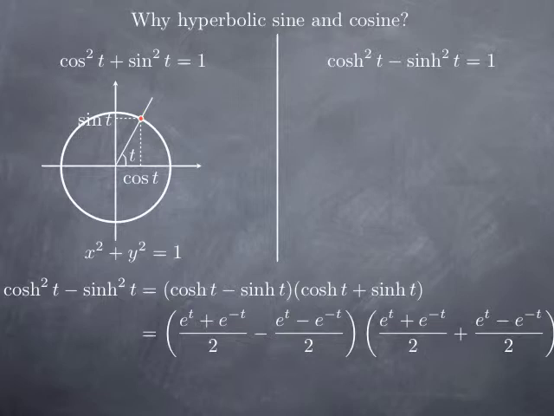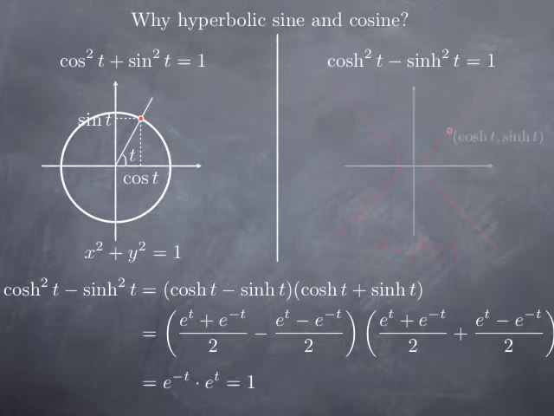So now if you look at the first parenthesis, you see that you have e to the t over 2 that cancels out with negative e to the t over 2, and on the other hand, e to the negative t over 2 plus e to the negative t over 2, in other words, just e to the negative t. Similarly, in the second parenthesis, we have e to the t over 2 plus e to the t over 2, that's e to the t, and then we have e to the negative t over 2 minus e to the negative t over 2, so this cancels out. So we end up with the product of e to the negative t with e to the t, so that's 1.